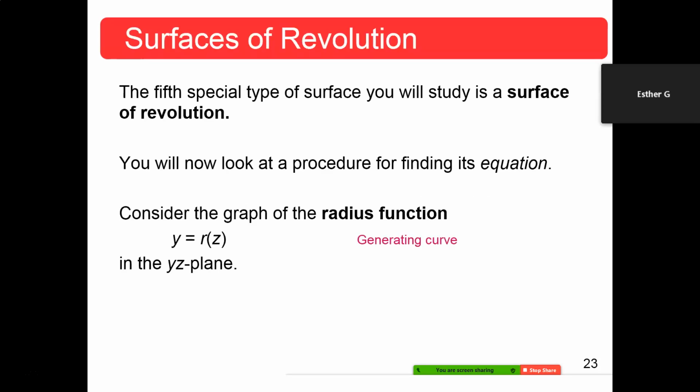Let's see what happens. The fifth special type of surface you will study is a surface of revolution. Now, what were the earlier ones? They had spheres, planes, cylindrical surfaces, quadric surfaces, and now surfaces of revolution. You'll now look at a procedure for finding its equation. So let's consider the graph of the radius. I'm sorry, my throat is really beginning to hurt, and let me get a sip of something here.